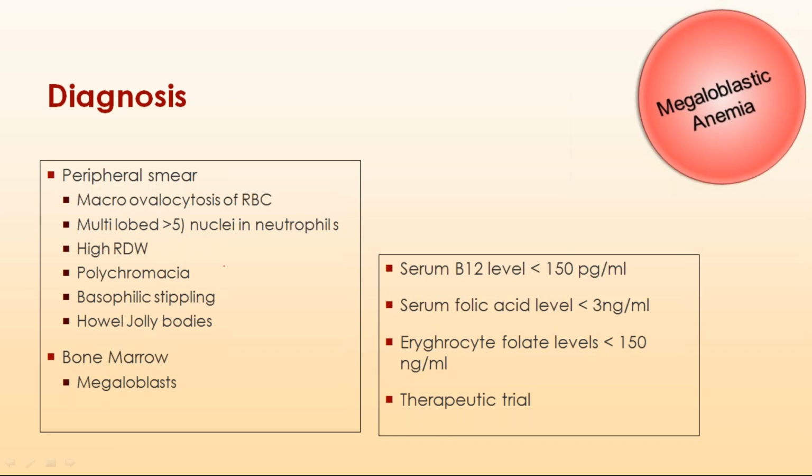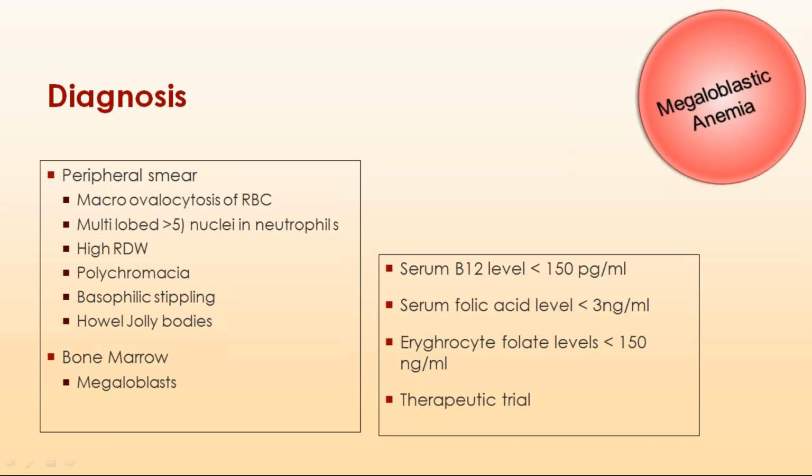There are diagnostic tests, actually these should have come before. Macro-ovalocytes in RBC, multilobular or more than 5 lobules in the nuclei of neutrophils. High RDW, because poikilocytosis is also there. Polychromasia, that is different coloring, a grayish color and different shades of hemoglobin. Basophilic stippling and Howell-Jolly bodies inside the RBC are common in the megaloblastic anemias.